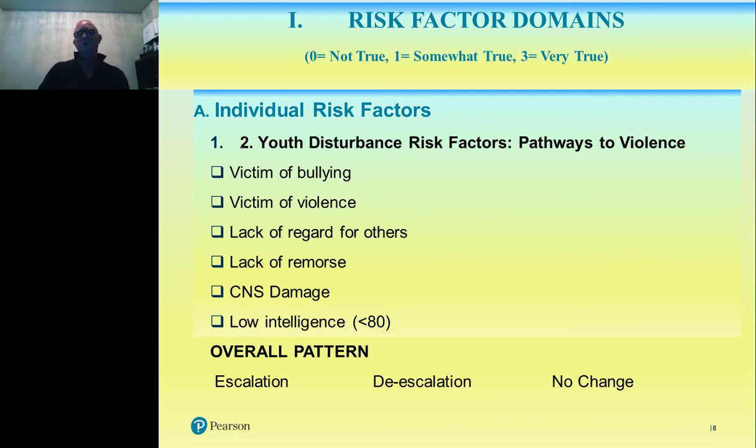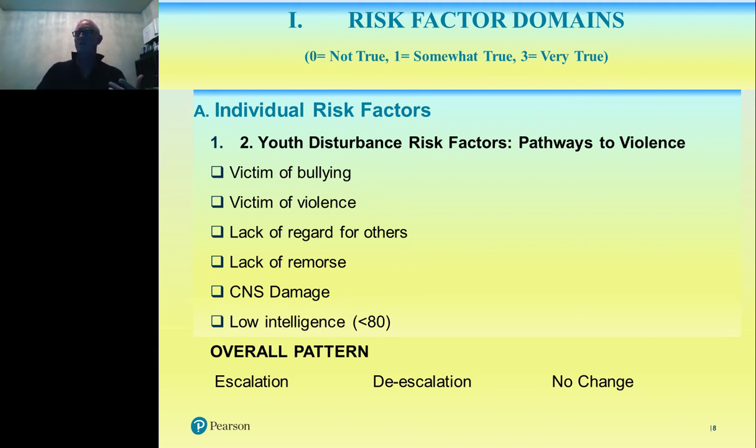Okay. So these combined, the more of these that you have, particularly if they are somewhat to very true, increase the likelihood of that march towards potential violence as an individual risk factor. So then, as an evaluator, what you can do is code this with your 0, 1, or 2, and then make an estimation. Is this a pattern that is escalating, which is going to be more of a concern for us? Is it de-escalating? So maybe these are issues in the past, but there have been some interventions going on, so you're actually seeing this go down.